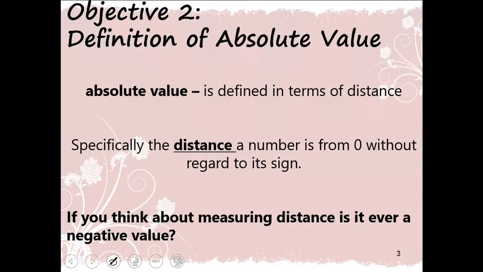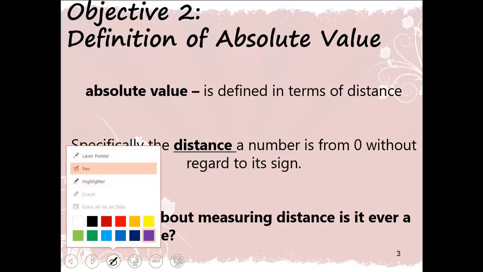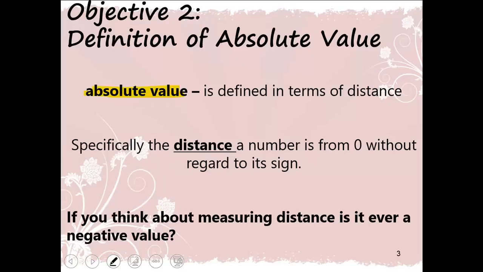The next objective is to actually figure out what is the definition of absolute value. It's really important to have a clear understanding of the meaning of absolute value before we actually start using it in equations. One of the simplest ways that I have learned for students to understand is to think about it as: absolute value is defined as distance. Specifically, it's the distance that a number is from 0.